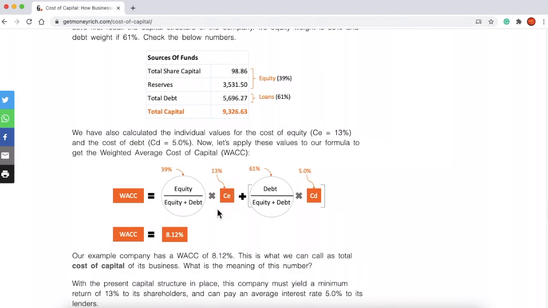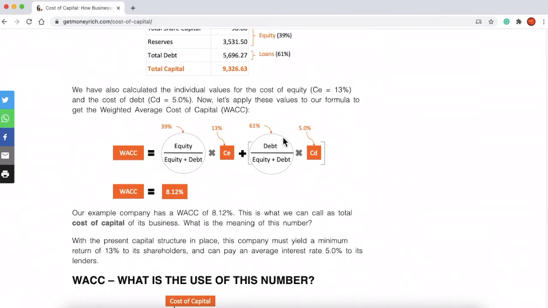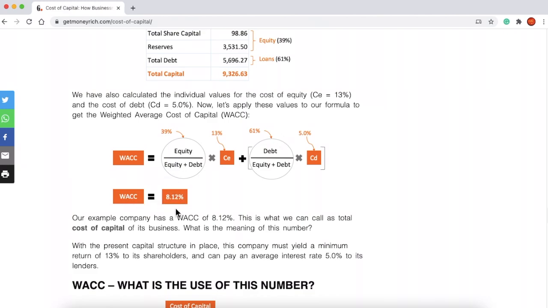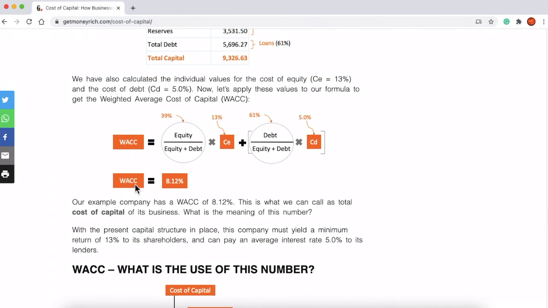And we have already seen the calculation where we calculated cost of equity as 13% and cost of debt as 5%. So what will be the weighted average cost of capital? It is 8.12% by applying these numbers on this formula. So what is this WACC? WACC is nothing but the cost of capital. What we are discussing in this article is cost of capital, and to calculate cost of capital, what we actually need to calculate is the weighted average cost of capital. So 8.12% is the weighted average cost of capital that we commonly refer to as cost of capital.